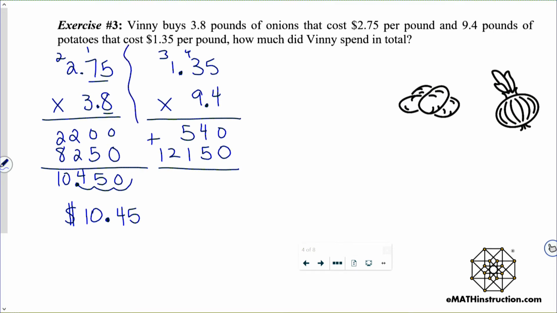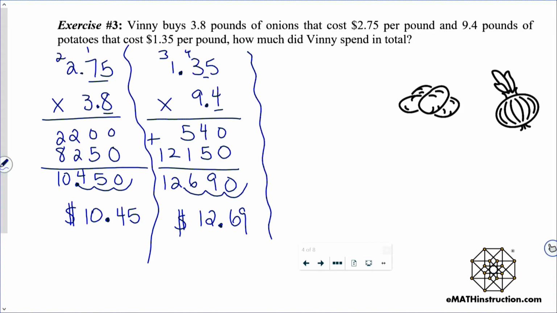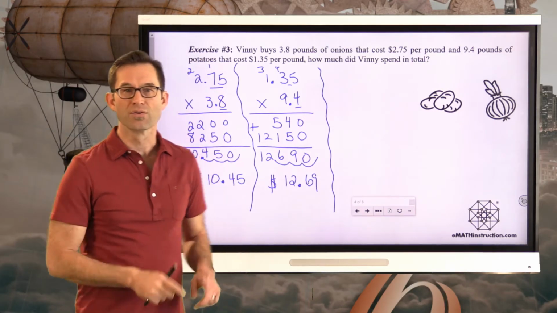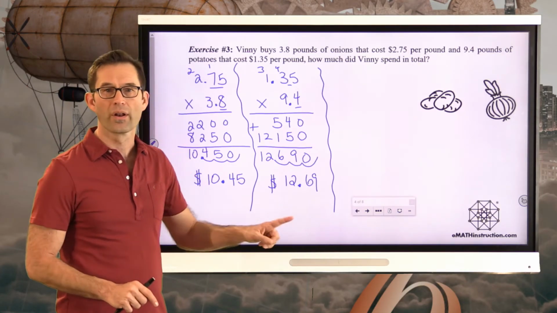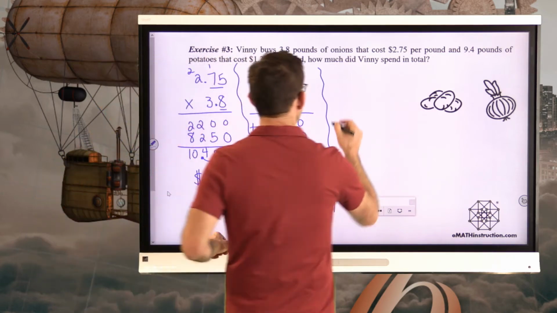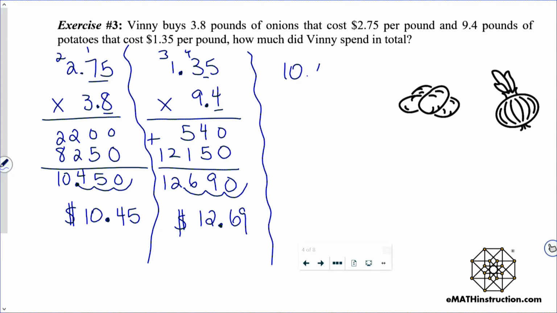Add them all together and maybe put a little dividing line so we're not overly confused. 0, 9, 6, and 12. Again, we have 3 decimal places here, 1, 2, 3. So it looks like Vinny spent $12.69 on potatoes. All right, so $10.45 on the onions, $12.69 on the potatoes. We want to know the total cost, so we're going to add these two together. All right, let's do that final little piece. So we've got our 10.45, 12.69, easy enough.